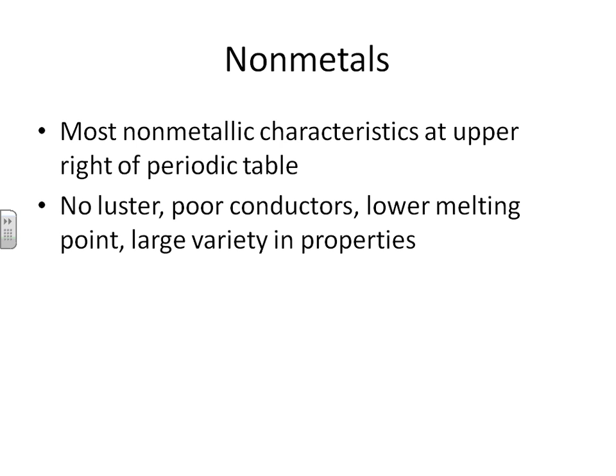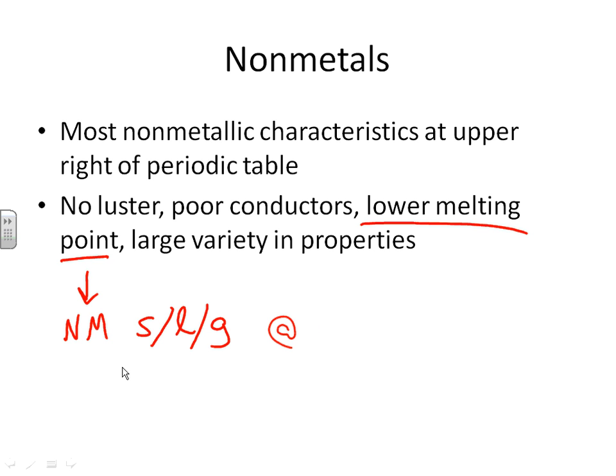But there's also a large variety in the properties, which we can see through this lower melting point thing, because there are nonmetals that are solids, there are nonmetals that are liquids, there are nonmetals that are gases at room temperature. Whereas all of the metals, save for one, are solids at room temperature. Nonmetals, we got all three. We got elements like carbon and phosphorus and sulfur that are solids at room temperature. We got bromine, which is a liquid at room temperature, and then we have gases at room temperature, lots of gases. Nitrogen, chlorine, all the noble gases, oxygen, fluorine.